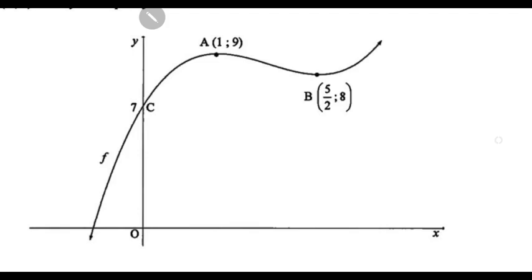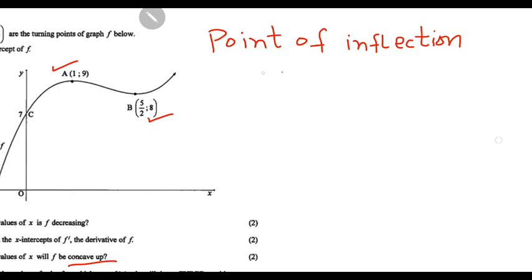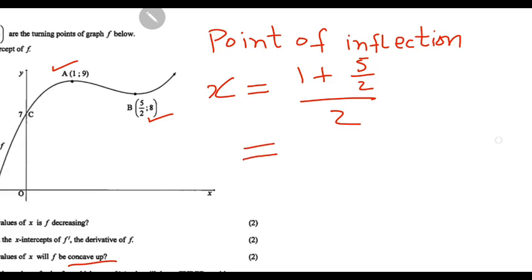To find the point of inflection, I'm going to take the midpoint of the two turning points. So the point of inflection, x is equal to (1 + 5/2) over 2. Remember the x value is 1 at A, and 5/2 at B. I take the midpoint of the two x values of the turning points. I use my calculator. The answer will be 7/4.